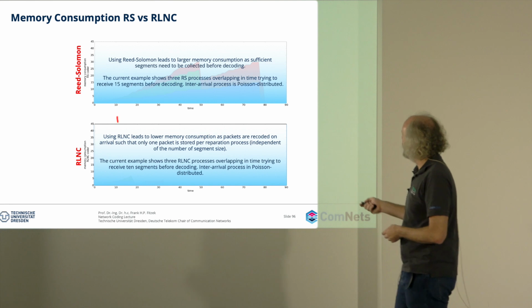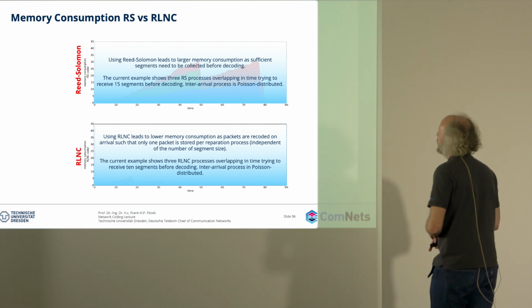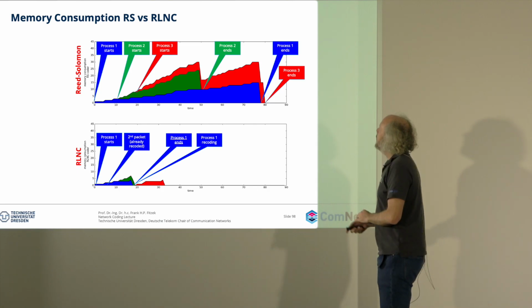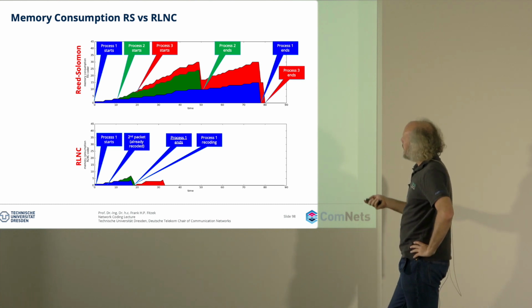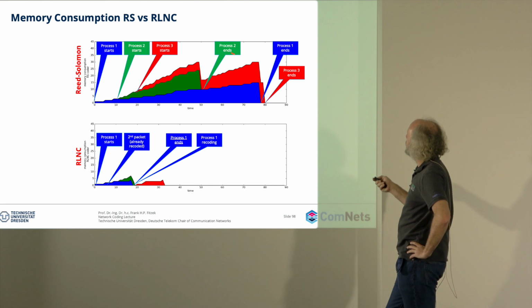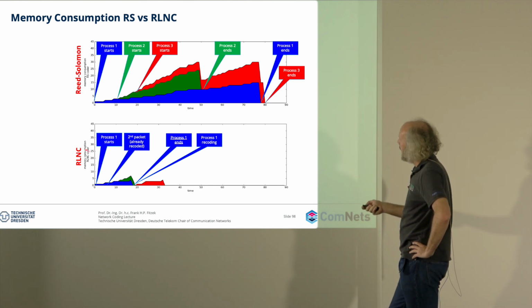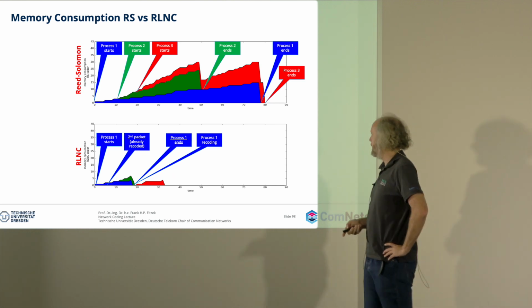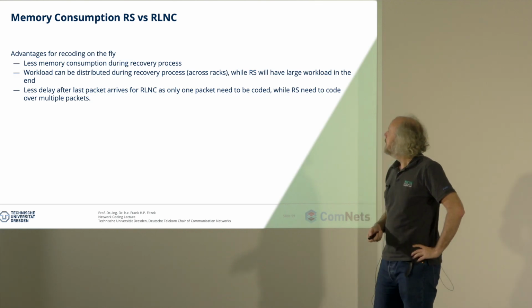So this is what you have seen here as a text for you to read at home. This is also what actually happens when process 1 starts, 2, 3 starts, when process 2 ends, and what happens over here when the recoding starts and the decoding, okay?